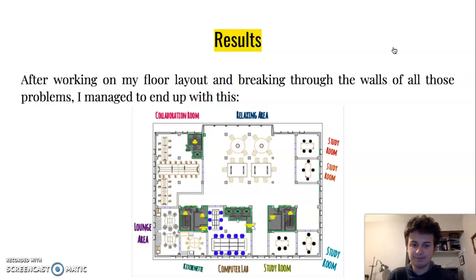The kitchenette, which is the thing between the computer lab and the lounge area, is really bad, but that's the biggest I can make this image, so I had to go with that. Basically, there's a table in the middle with 6 chairs around it because it's a kitchenette, it's supposed to be small.